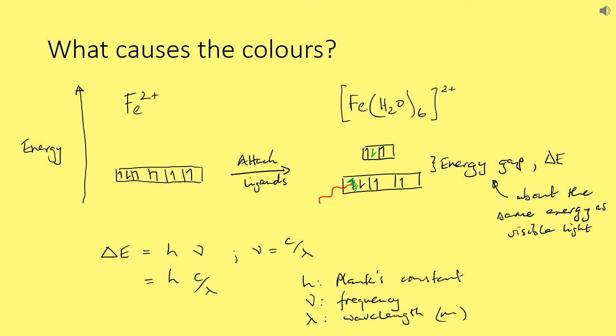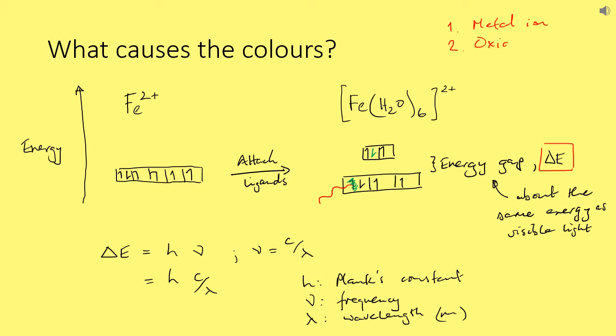Now, before we move on, one more thing, and that is what determines the size of this energy gap. Okay, so we've got an energy gap here, delta E. What determines its size? Four things. I'm going to write them up here. Number 1, the actual metal ion has a say in the energy gap that's created there. Its oxidation number. Here we had Fe2+, a +2 oxidation number. If it was +3, it would be a different energy gap.